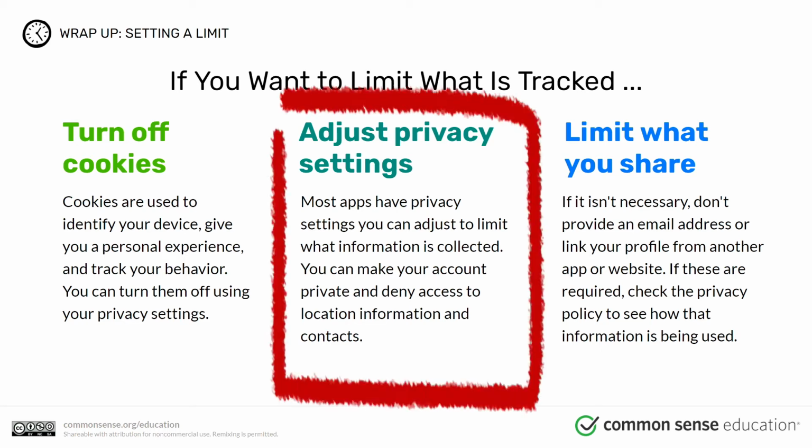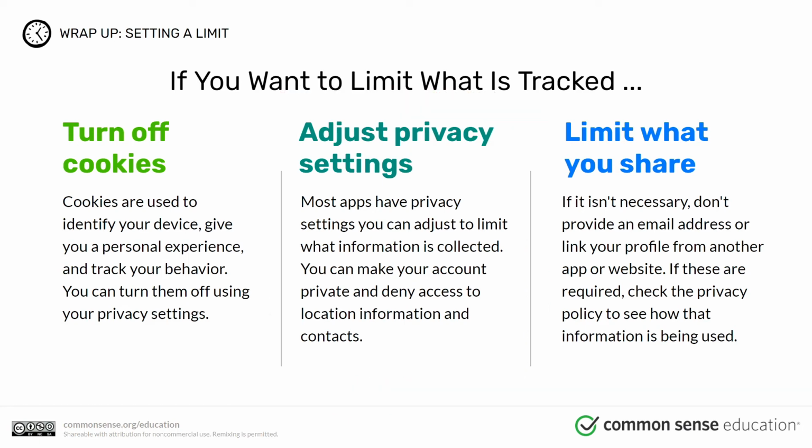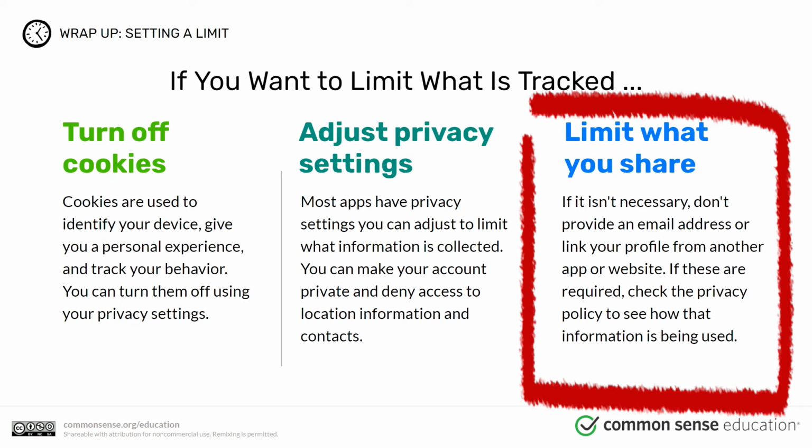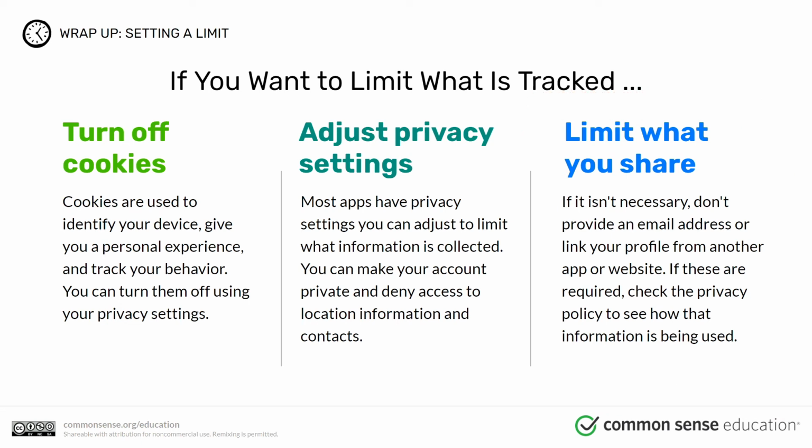Then you need to adjust your privacy settings. Most apps have privacy settings you can adjust to limit what information is collected. Google does this quite a bit. You can make your account private and deny access to location information and contacts. And then limit what you share. If it isn't necessary, don't provide the email address or link in your profile from another app or website. Keep that private. If these are required, check the privacy policy to see how that information is being used.